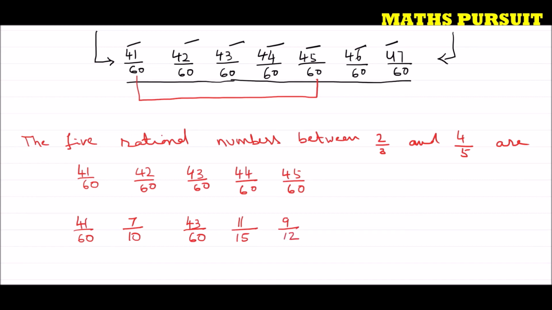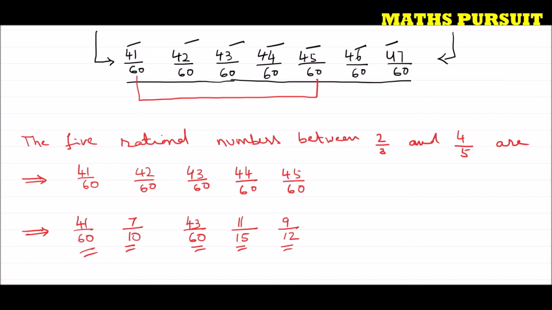So these are the 5 rational numbers we got. Either you can say this one, or even we can say this one. So this is our answer. We got 5 9s are 45, 5 12s are 60. So we got 41 upon 60, 7 upon 10, 43 upon 60, 11 upon 15, and 9 upon 12.